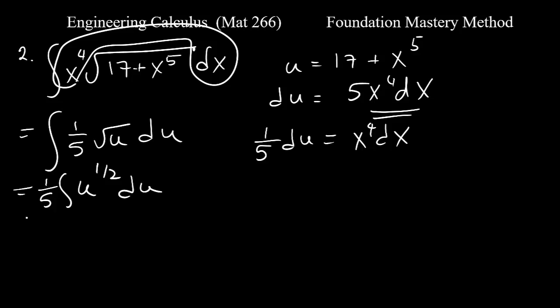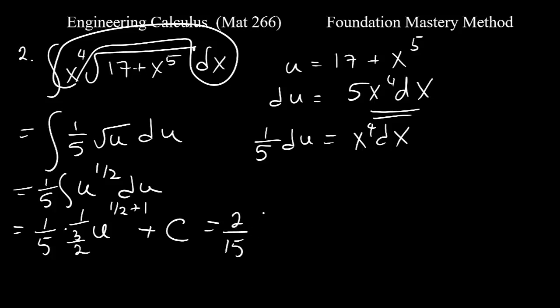And now we're ready to apply the power rule backwards. So we'll have 1/5, and as we integrate, we'll add 1 to the power and have 1/2 plus 1, or 3/2, and then we'll multiply by the reciprocal of that, so 1/(3/2), plus our constant of integration. And now, if we clean up these constants a little bit, we'll have 2/15, and substituting back in for u, (17 plus x to the 5th) to the 3/2 power, plus our constant of integration.